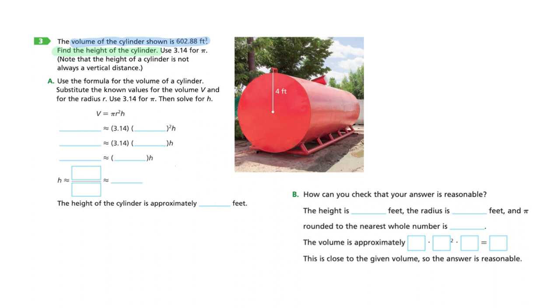So volume, 602.88 equals pi times the radius they give you, which is 4 over here. So you can go through and work through the rest of A on your own. You'll get a number here for the height. And then when you want to do B, you'll fill in that height here, and you'll have the radius is 4, and pi rounded to the nearest whole number is 3. And then you can go ahead and fill in the rest of that using the formula to figure out if your answer is reasonable. So that's the end of this lesson.